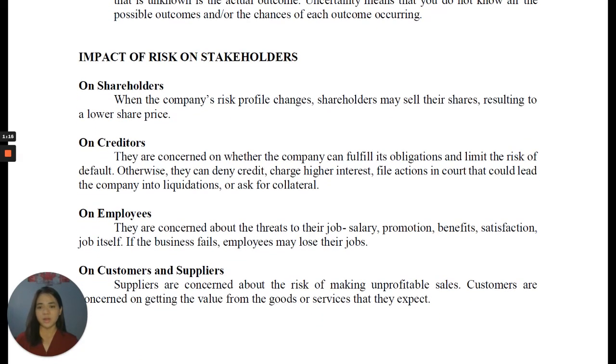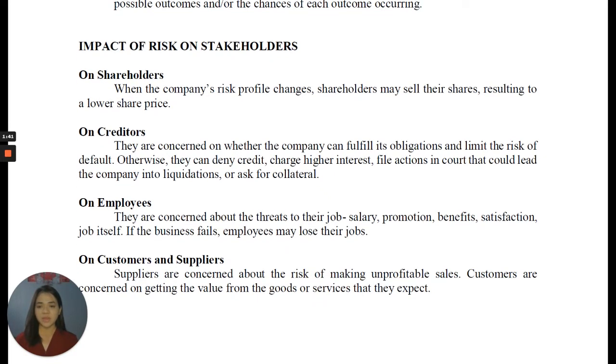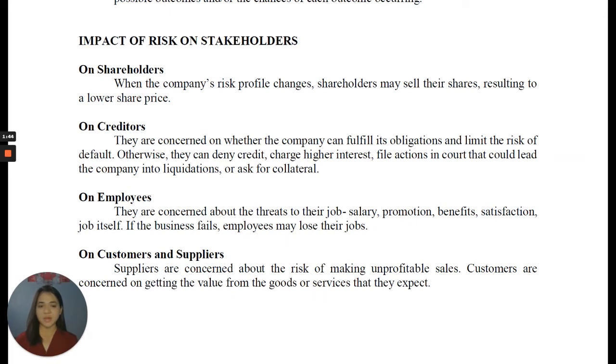Next is the impact of risk on stakeholders. On shareholders, when the company's risk profile changes, the shareholders may sell their shares, resulting in a lower share price. On creditors, they are concerned on whether the company can fulfill its obligations and limit the risk of default. Otherwise, they can deny credit, charge higher interest, file actions in court that could lead the company into liquidation, or ask for collateral. On employees, they are concerned about the threats to their job, salary, promotion, benefits, satisfaction, and the job itself. So if the business fails, the employees may lose their jobs.